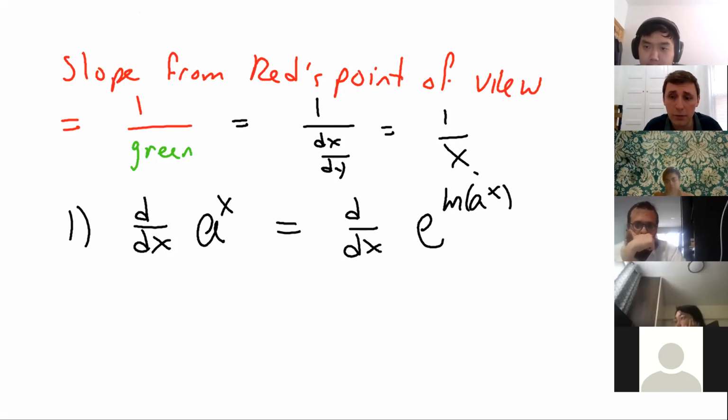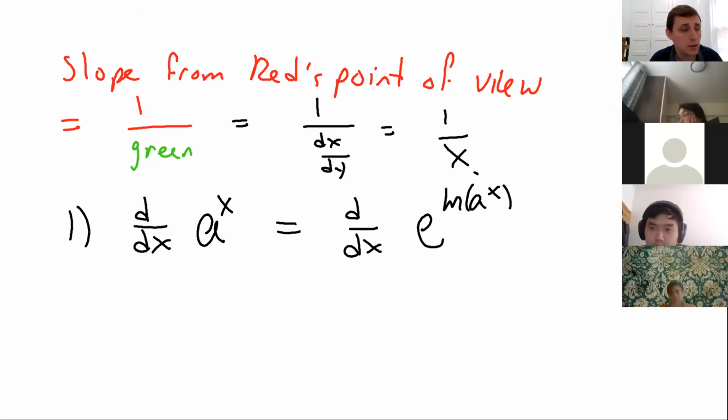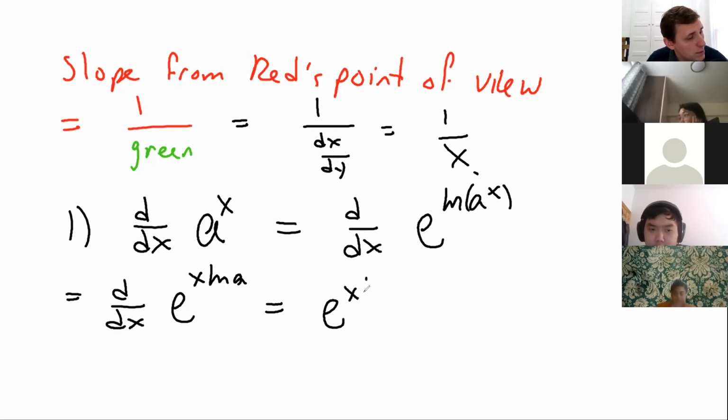You see, guys, it's a matter of knowing what you would prefer to see. So then what do you get? It's the derivative of e. You can move the x out. So it's e^(x ln a). And what's the derivative? The derivative is simply by chain rule e^(x ln a) times ln a.